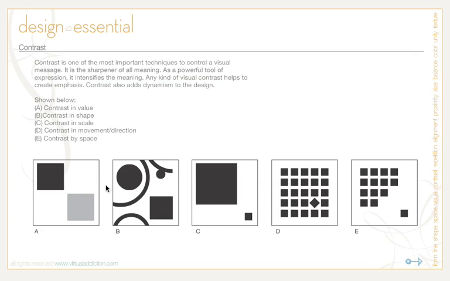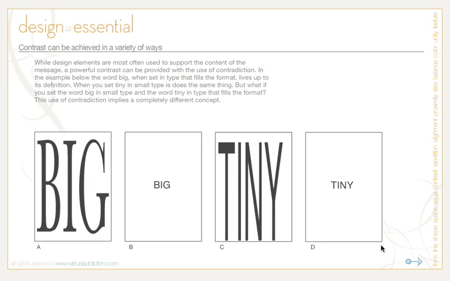As you can see in these examples here, we have contrast in value, dark and light. Here we have contrast in shape. We have rectangular, circular, and curved shapes here. Here we have contrast in scale, large and small. Here we have contrast in movement or direction. All of these are static and then one element is dynamic. And here we have contrast in space. One object is isolated from the group. So you can achieve contrast in a variety of ways.